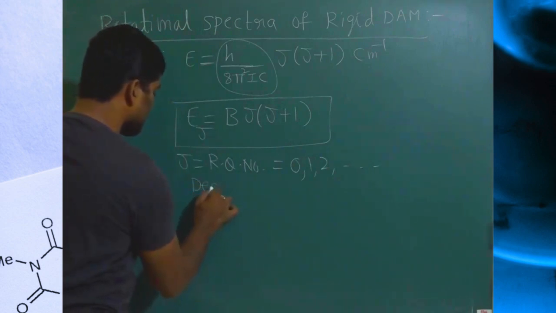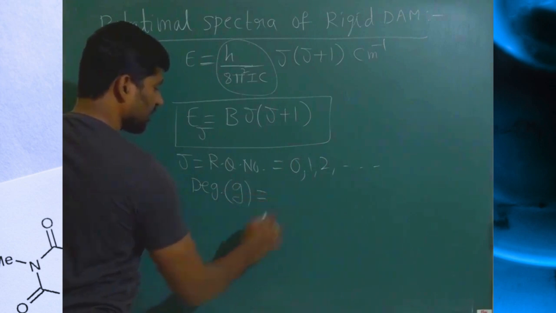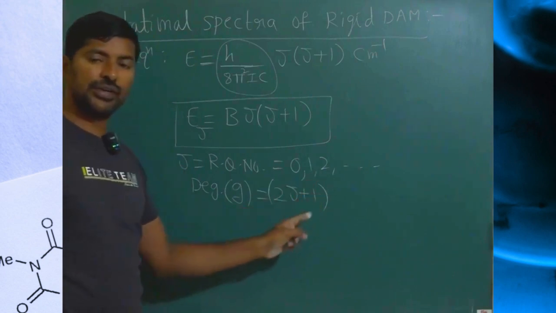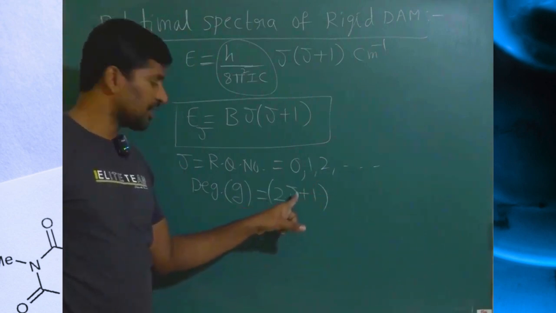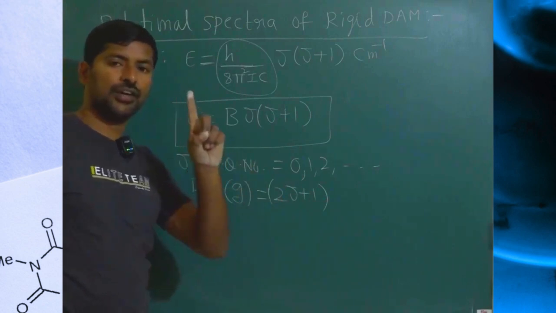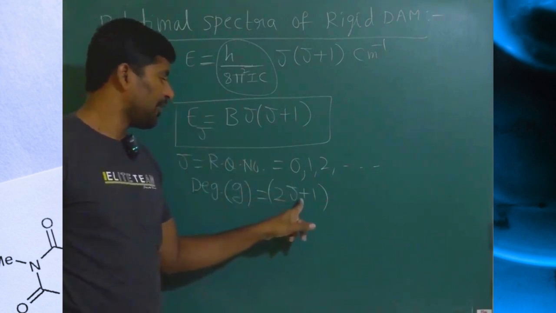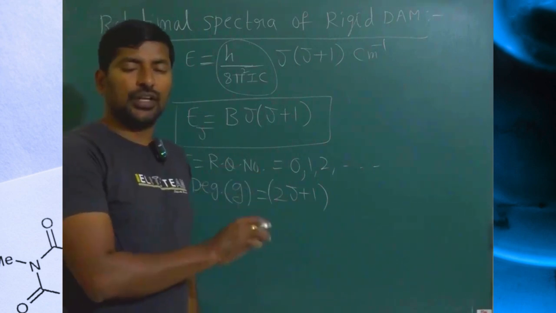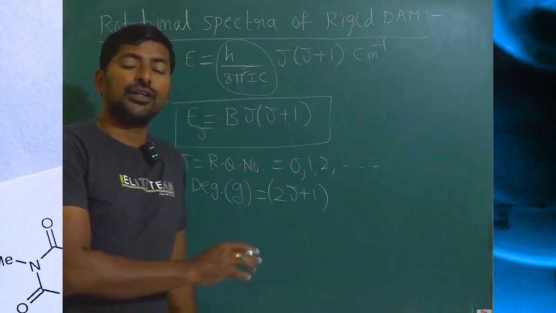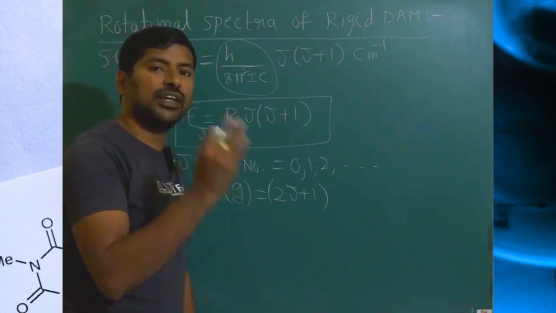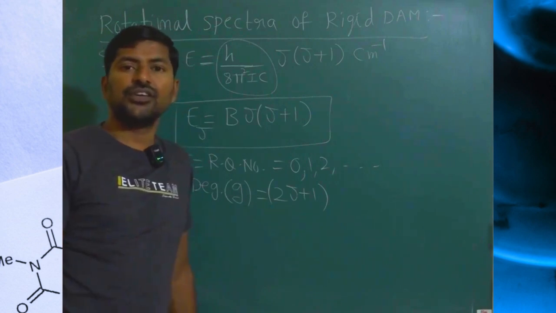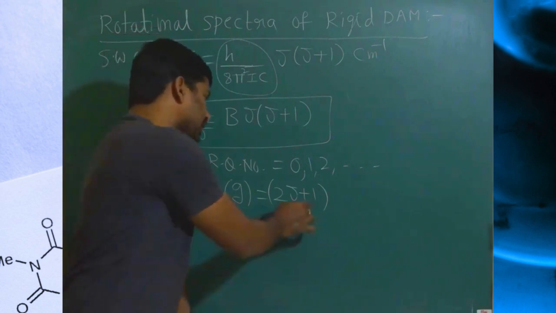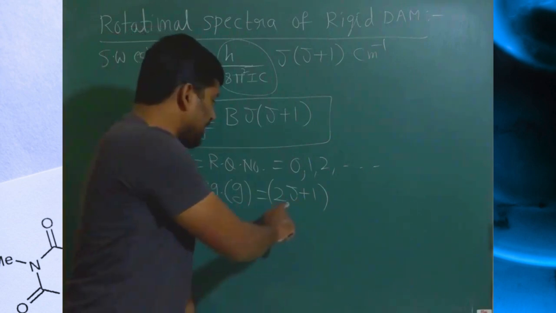And if you see the degeneracy of each energy level, it is 2J plus 1. First level degeneracy is 2 into 0 plus 1, that is 1. Second level degeneracy is 2 into 1 plus 1, that is 3. That means for the second level, if you place the sample in the presence of an electric field, it splits into how many levels? 3 levels in the presence of an electric field. That is called what? Stark effect. In the presence of a magnetic field, splitting is called what? Zeeman effect.